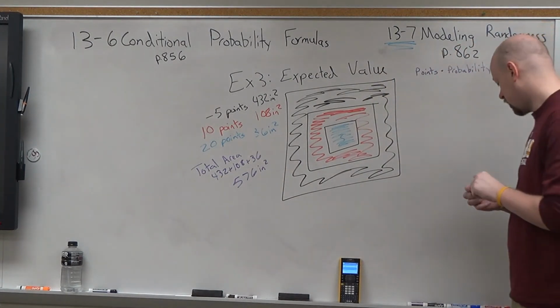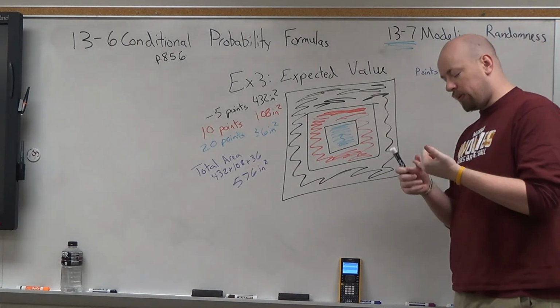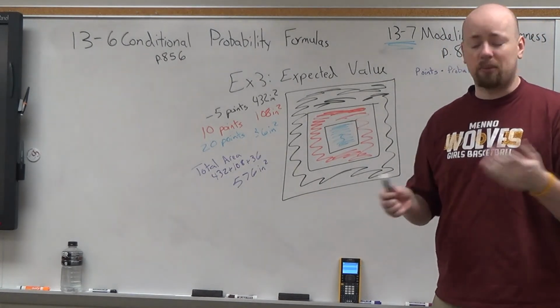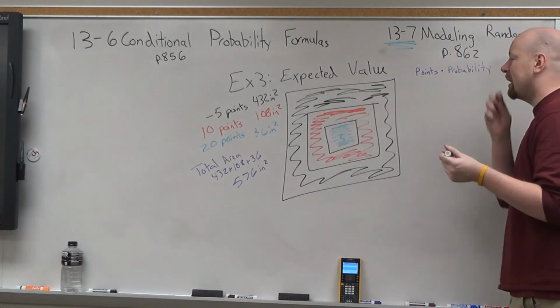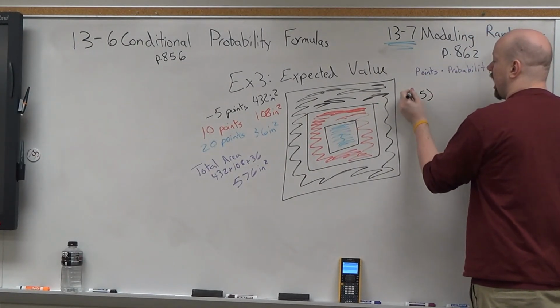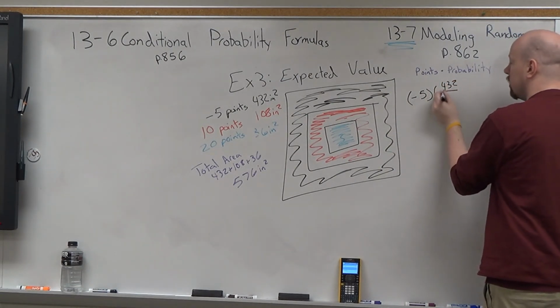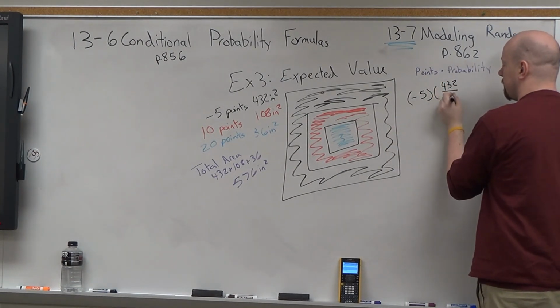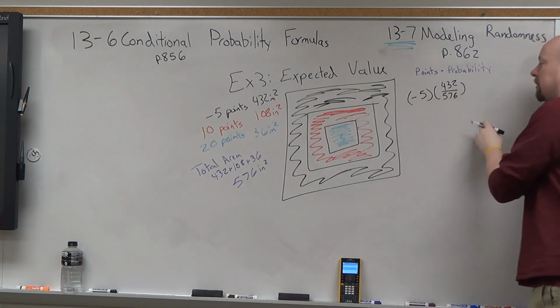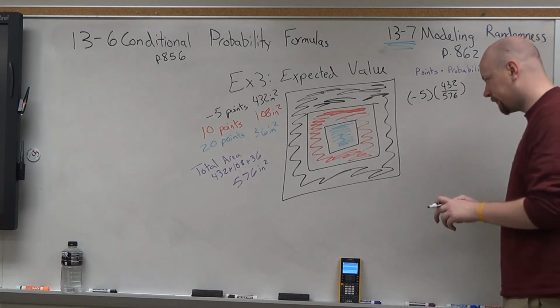Okay. Now again, expected value. We just need to take our points times the probability that's going to happen, add them all at the end. So, if I land in the black, how many points do I get? Well, I get -5. Now, what's the probability of landing in the black? Well, that would be my 432 over my 576. Again, probability of just being that chance over the total.